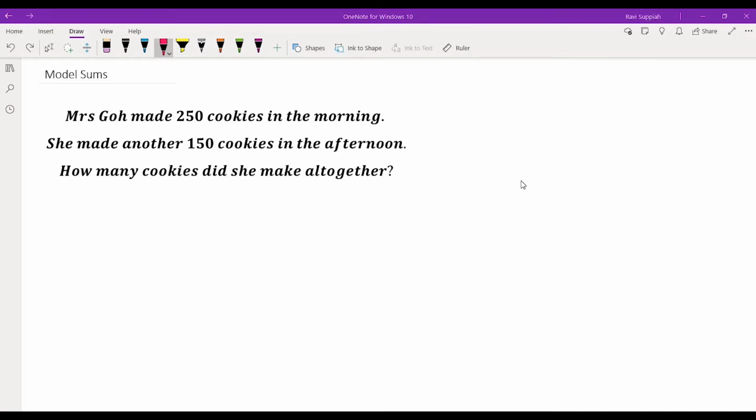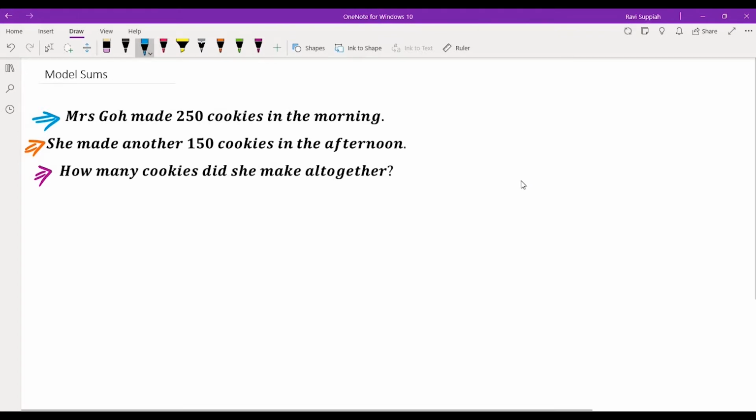Let's look at the first sentence given here. Mrs. Go made 250 cookies in the morning. The second line says she made another 150 cookies in the afternoon. And in the third line, we are asked to find how many cookies she made all together. Let's represent the information with the correct model.